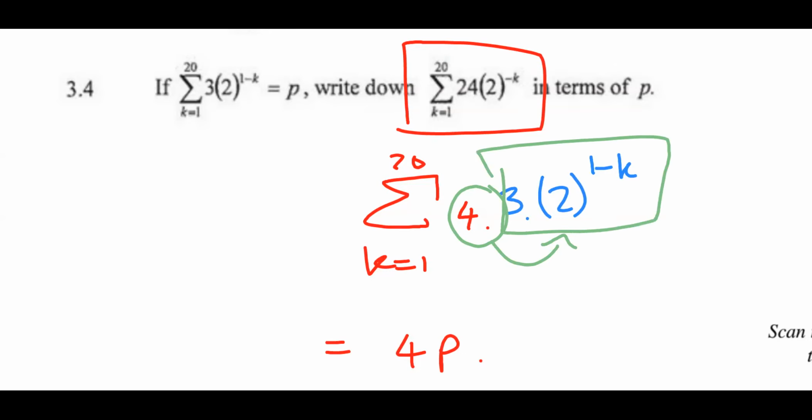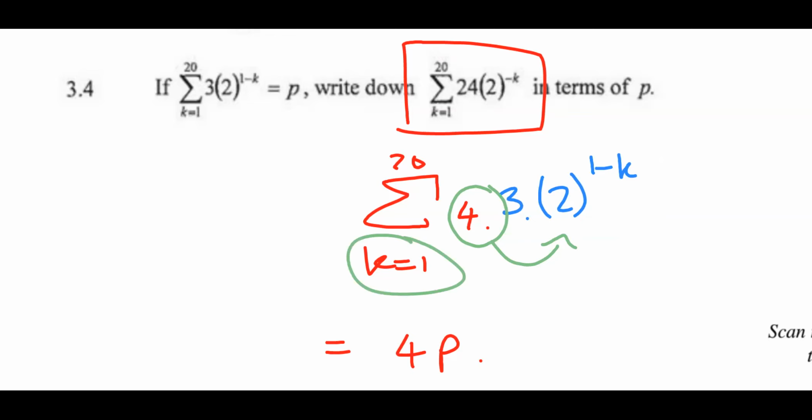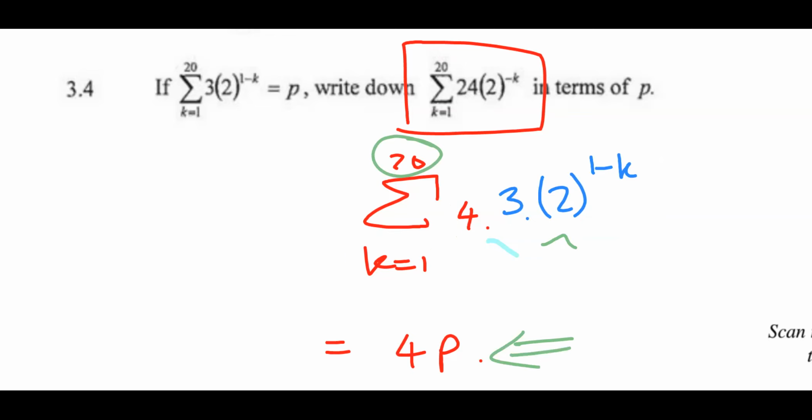And so, yeah, the whole pattern, if you work out the sum for this whole pattern from the first term to the 20th term, all those terms are going to be 4 times as big, which will make the sum of all of those terms also 4 times as big. So the answer is 4p. Okay, any questions? I'll pause the recording here. Any questions?